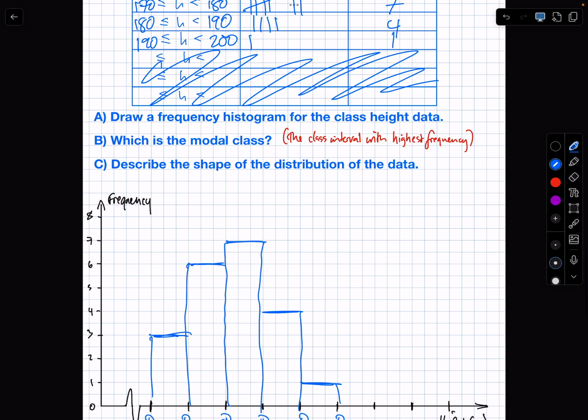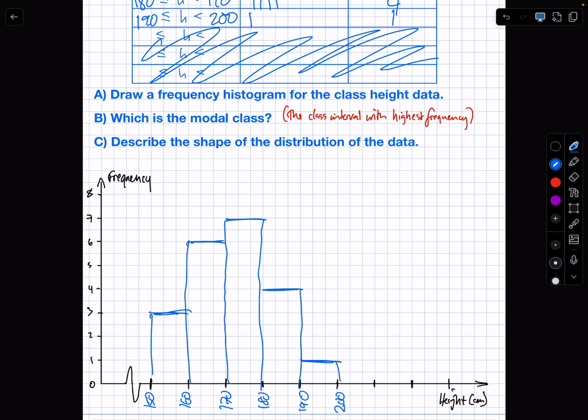Right. B, what's the modal class? Have you heard median, mean and mode before? Yeah. What's the mode? Okay, you've heard it before. The mode is the most common. Which is the most common group that happened in our maths room? 150 to 160, 160 to 170, or 170 to 180? 170 to 180. What's the modal class? 170 centimeters to 180 centimeters is the modal class.